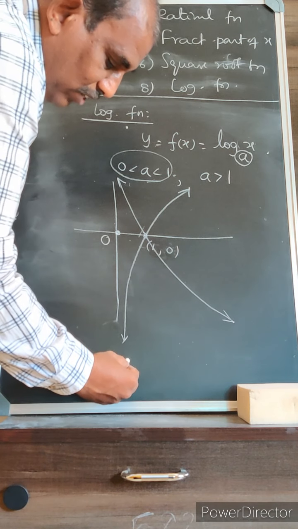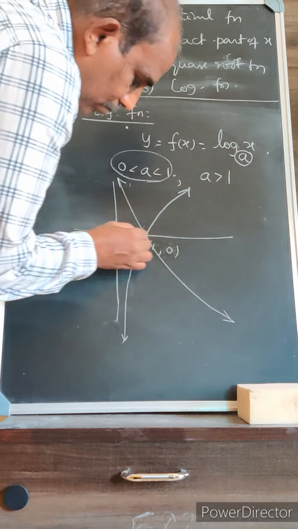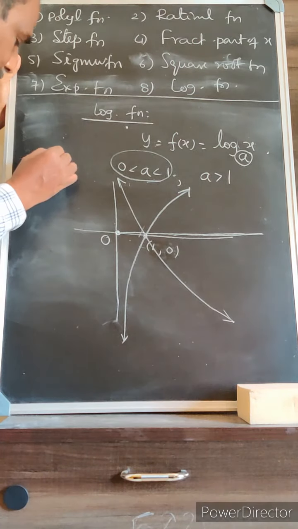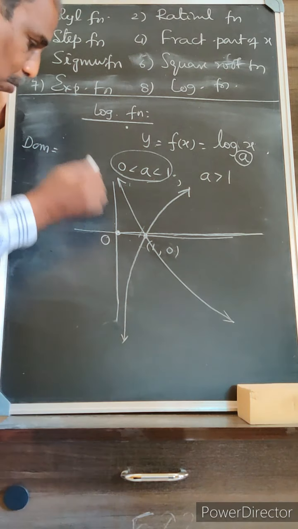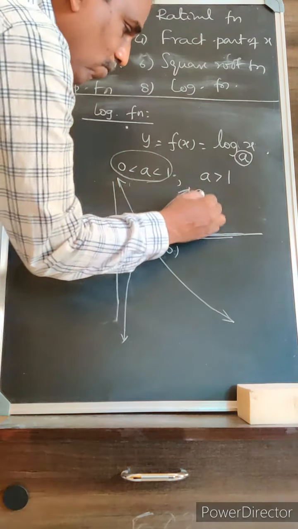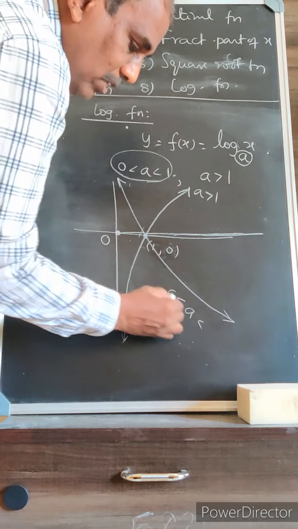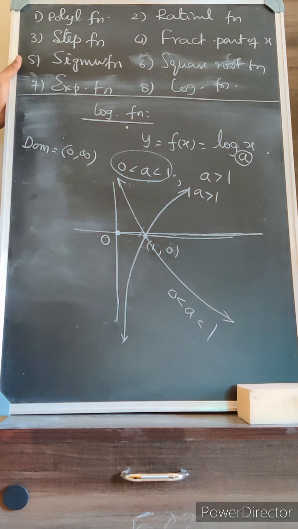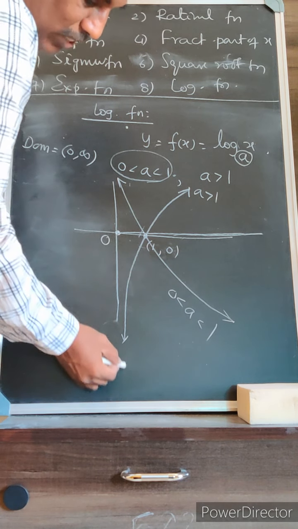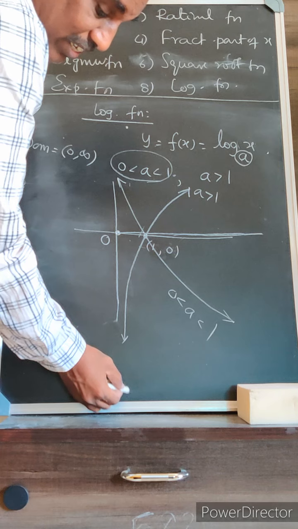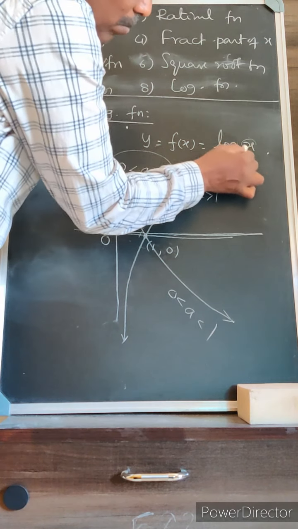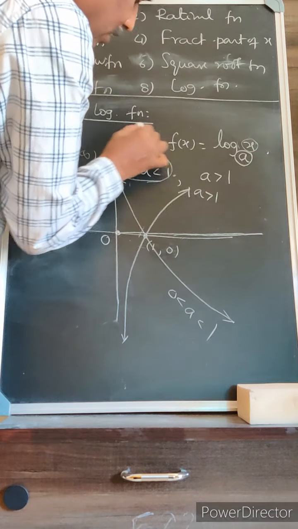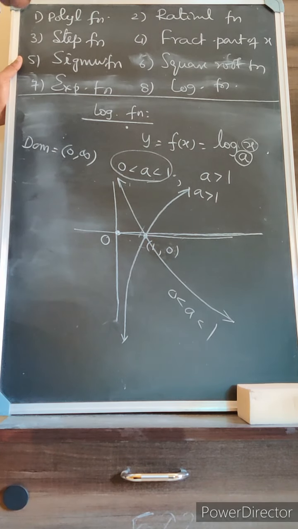So the domain of the function is any real number from 0 to infinity. So the domain of the function, in both cases, whether the base is greater than 1 or between 0 and 1, is open 0 to infinity. Log 0 is minus infinity. Minus infinity is not a definite number. So the logarithm of 0 is not defined. So when x is 0, log is not defined and there cannot exist any y value.